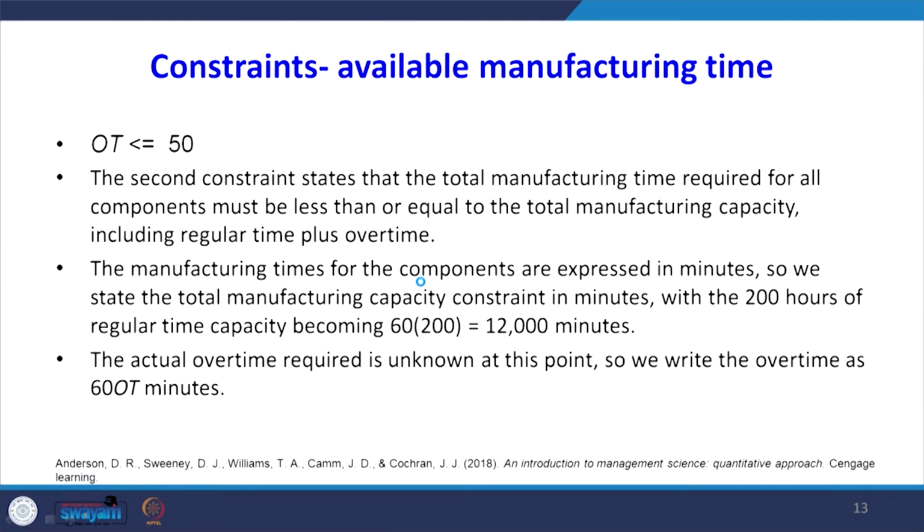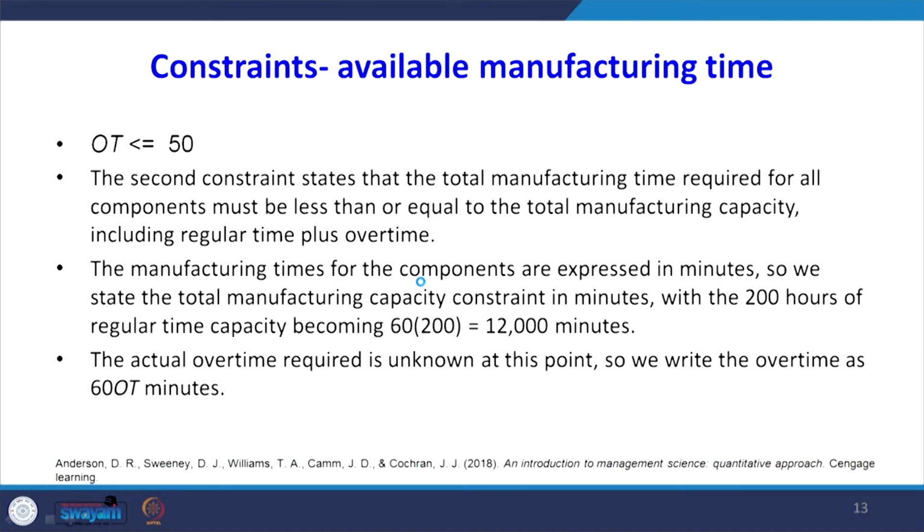Now, as I told you, overtime cannot exceed 50 hours. Okay. So, there are 5 constraints for each component, and there is an overtime constraint. Now, we have to introduce another set of constraints. The second constraint states that the total manufacturing time required for all components must be less than or equal to the manufacturing capacity, including regular time and overtime.